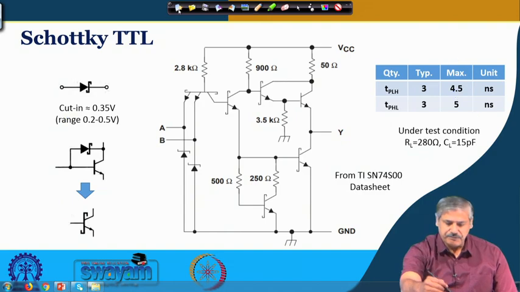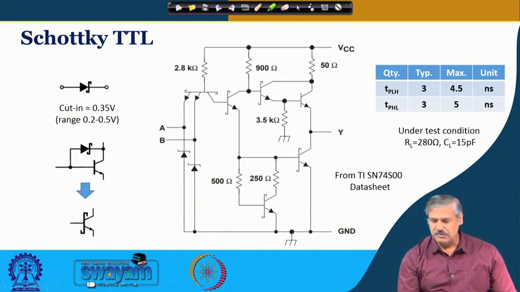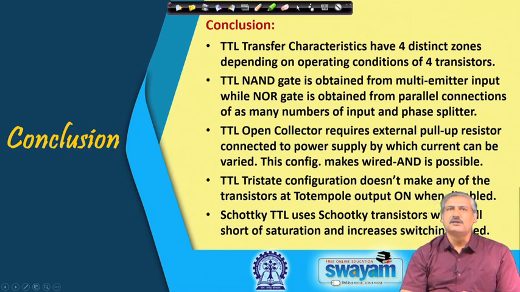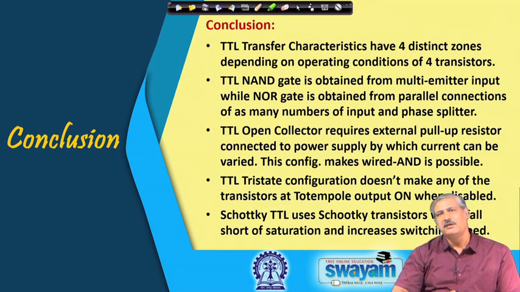So, finally, to conclude, what we have seen today: TTL transfer characteristics, its 4 distinct zones, how it works and its different operating parameters. We have seen that the TTL NAND gate is obtained from multi-emitter input, while the NOR gate is obtained by paralleling the input transistor and the phase splitter.